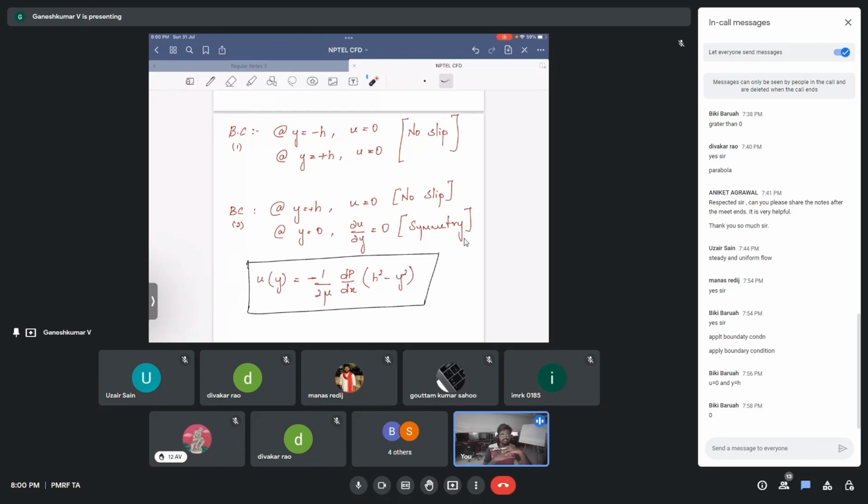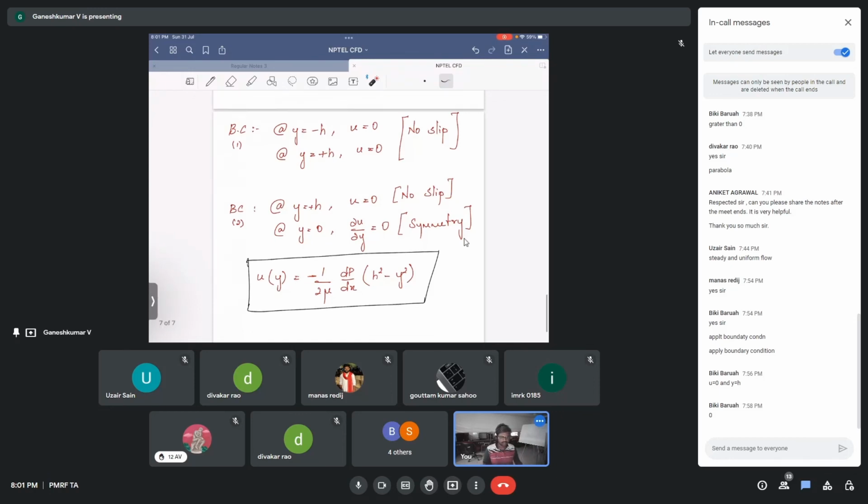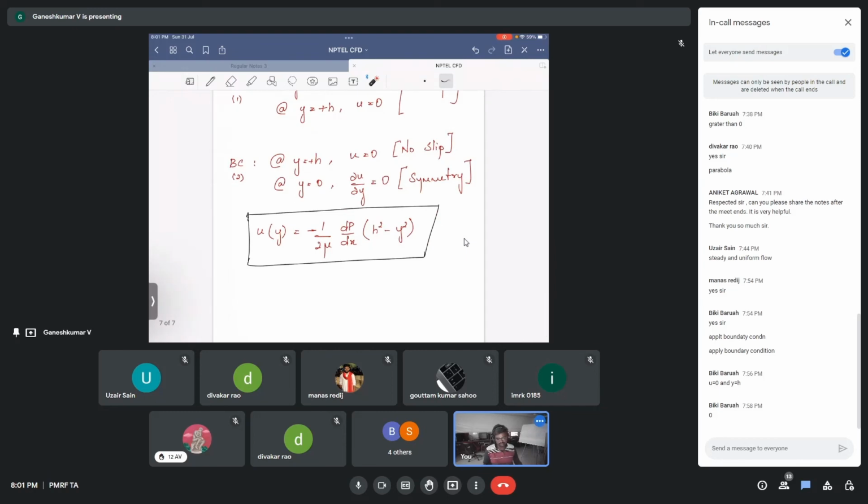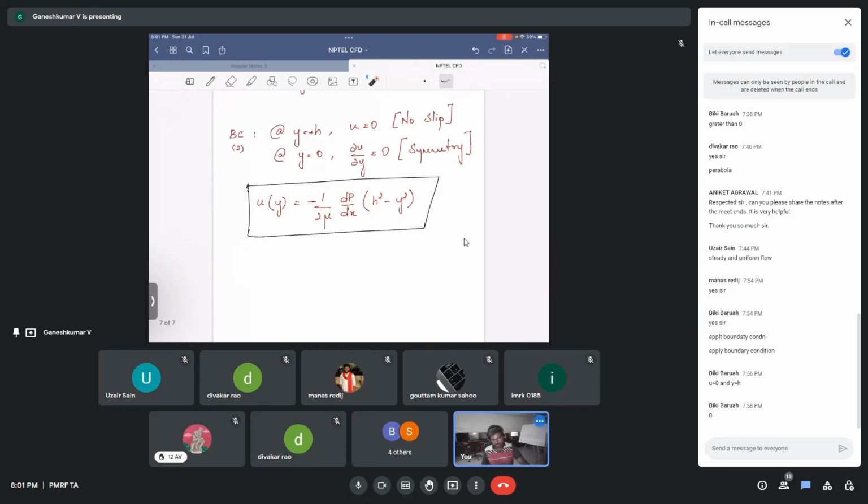So when you solve the problem, you can simply ignore the other half, and solve from the center line to the upper plate, or from the center line to the lower plate. Again you will reach the same solution. You should get the same solution. So is it clear, Divakar? Yes, sir, very much.